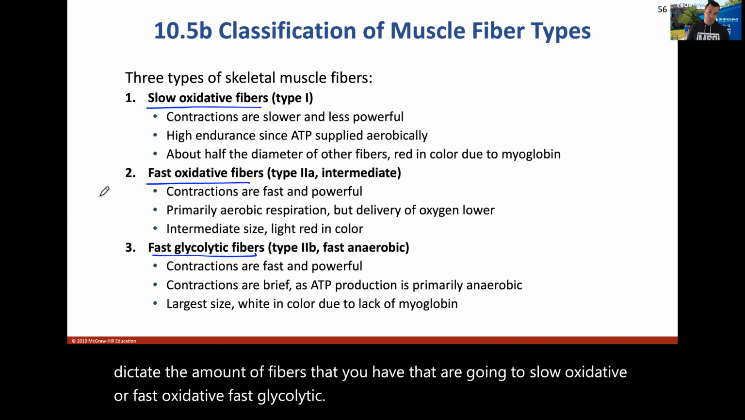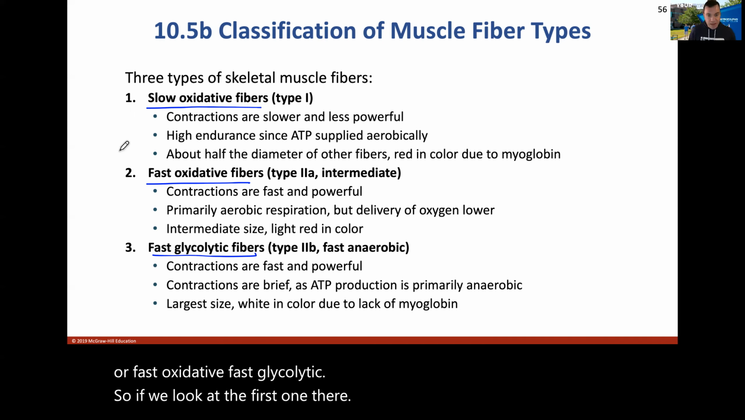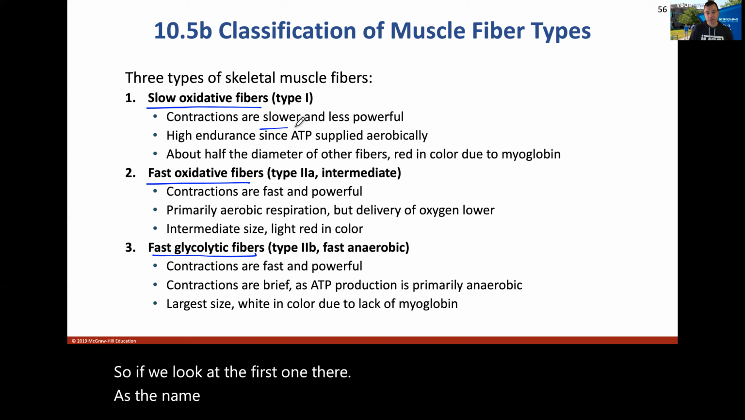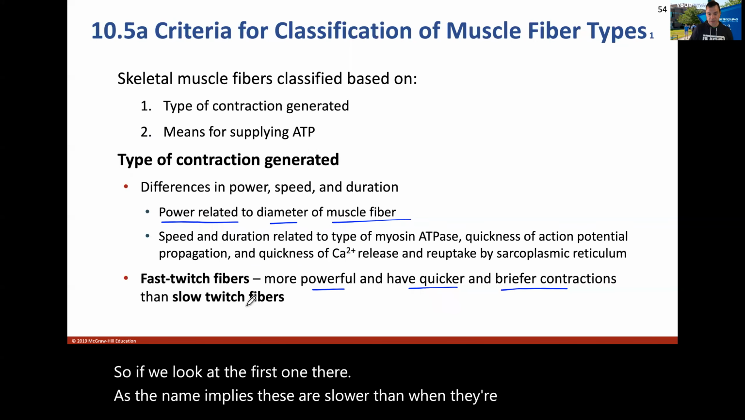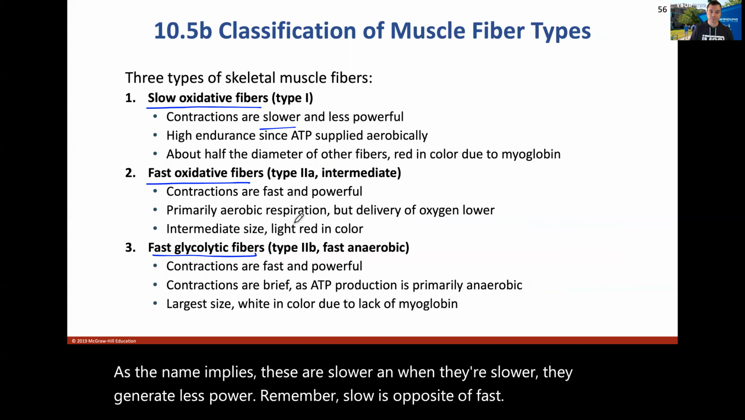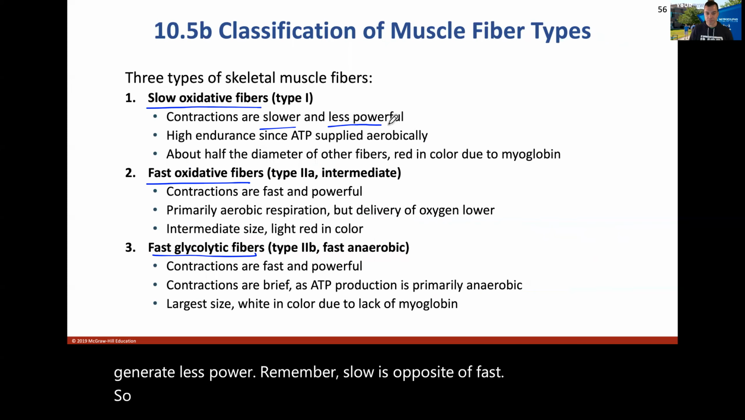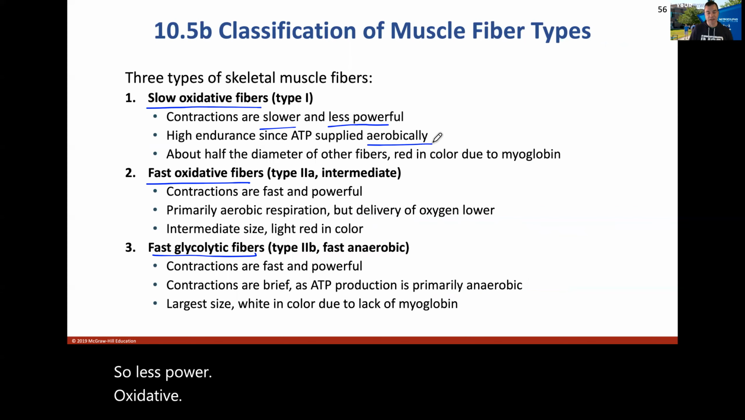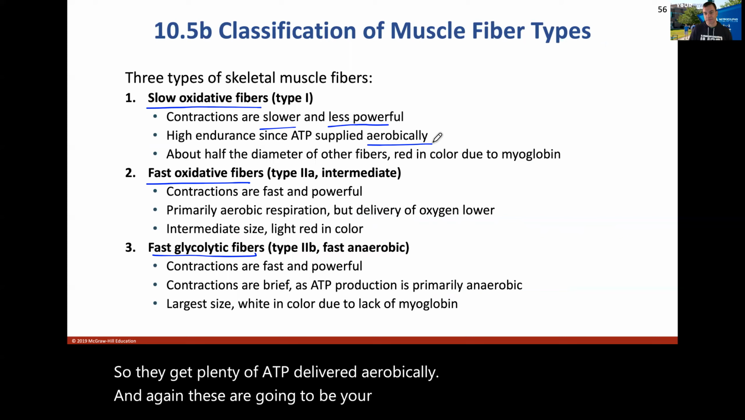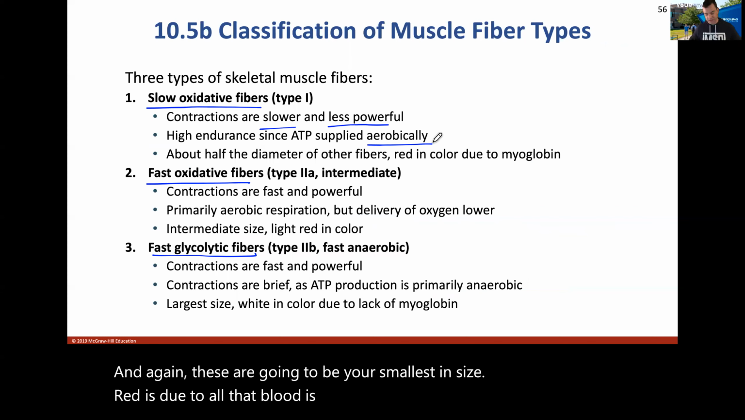So if we look at the first one there, as the name implies, these are slower. And when they're slower, they generate less power. Remember, slow is opposite of fast. So less power. Oxidative, so they get plenty of ATP delivered aerobically. And again, these are going to be your smallest in size. Red is due to all the blood coming into it and all the myoglobin that's in there.